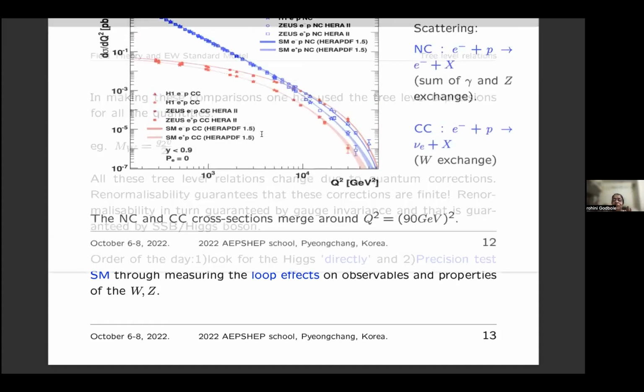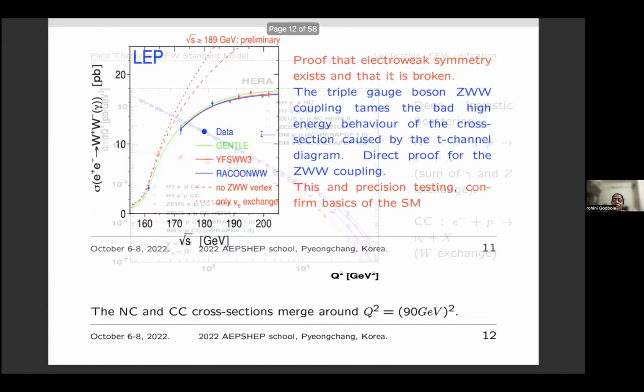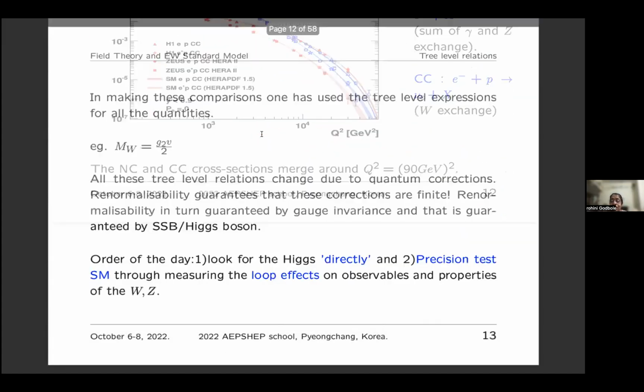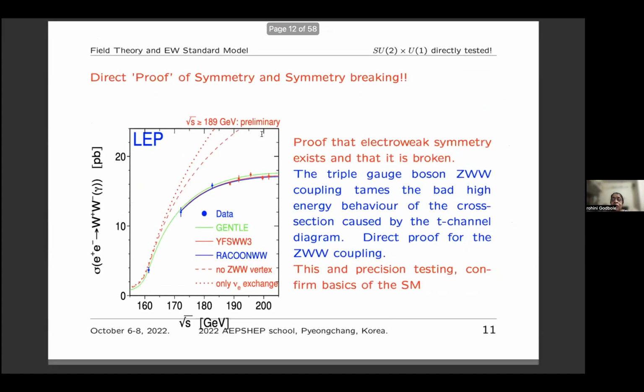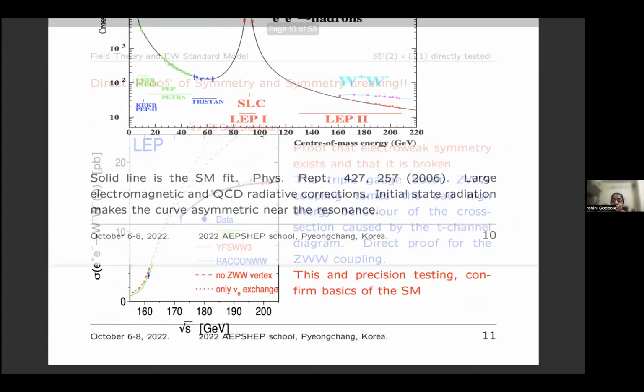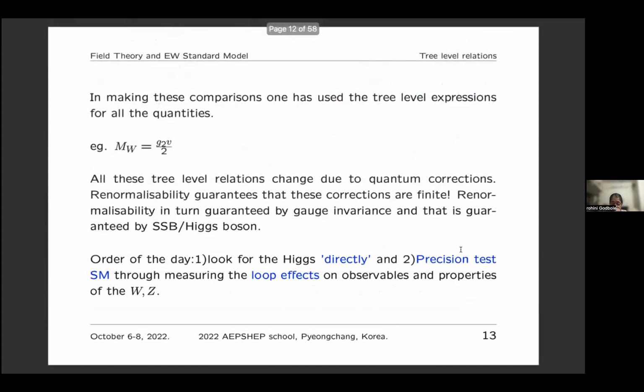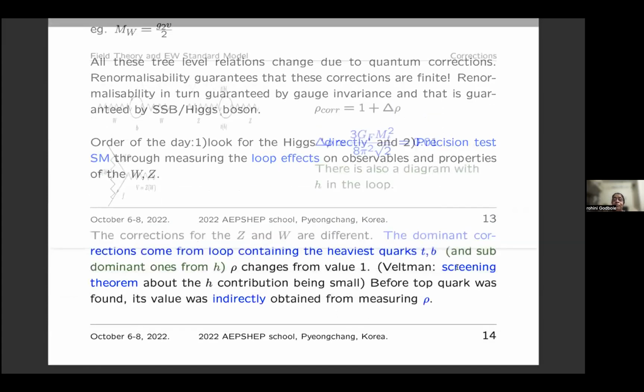So after this happened, the order of the day was to look for that Higgs directly, because you have already used the loop corrections in many of these tests. So that was the first point. And the second point is: can you actually precision test the standard model through measuring? Here is one thing to say: the agreement would not have been there if I didn't include the loop effects. But what was the discrepancy? What was the size of these loop effects on the observables? And do they really confirm the predictions of the standard model? So this is really what precision testing did.